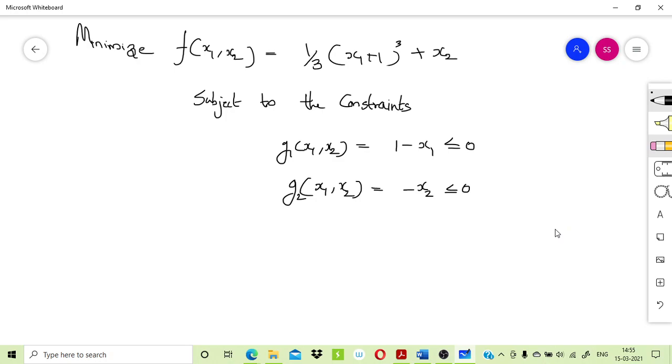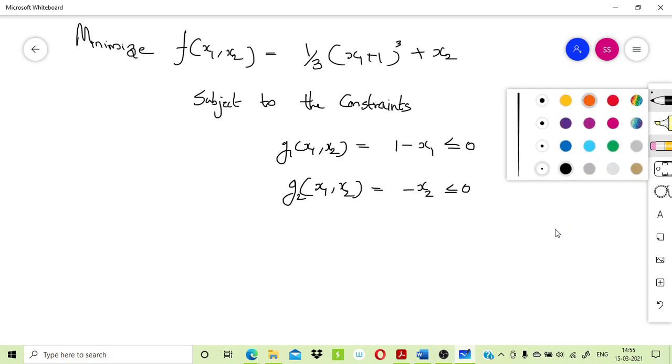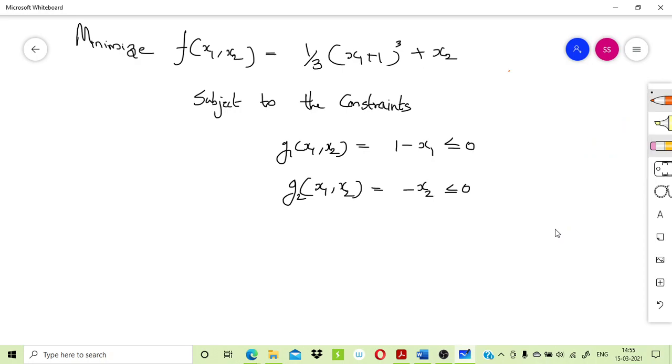First of all, you take f of x1 x2, and this function can be split up as the sum of two functions f1 and f2, where f1 is (x1 plus 1) whole cube plus x2. You know that x2, which is a linear function, is always convex. So x2 is convex. And then we have (x1 plus 1) whole cube. It is something like x cube.